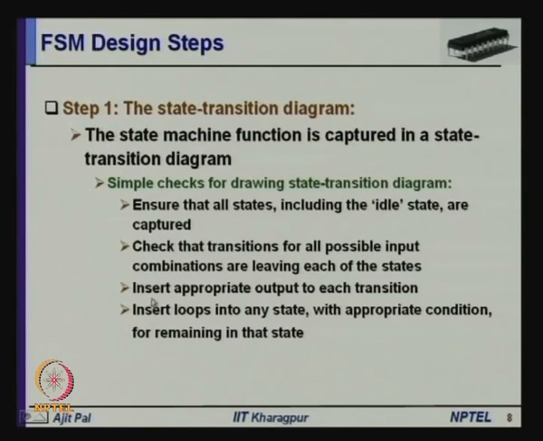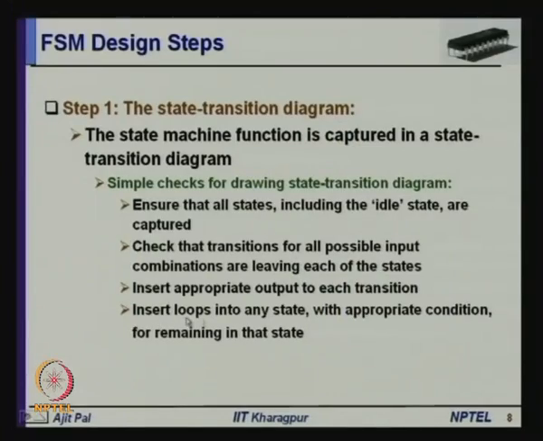Then insert appropriate output to each transition. So, you have to provide the necessary output based on the behavior that is given in the form of English text or whatever it may be. You have to insert the appropriate output, as I have already shown, that is necessary in the context of a Mealy machine. However, in the case of a Moore machine, the outputs are specified as part of the state, within the circle of the state.